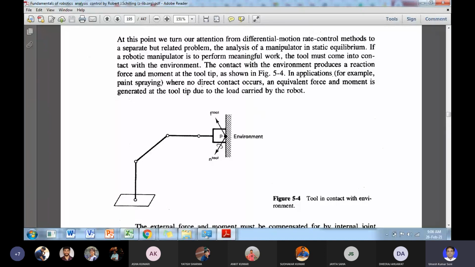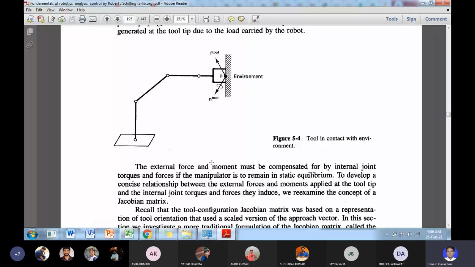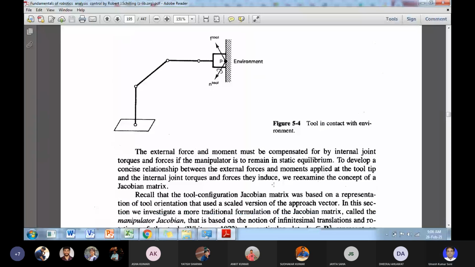Also, if there is no contact, then this force is very low. However, for the external forces and torques, the robot must compensate with its internal joints. So, to develop a concise relationship between the external forces and moments applied at the tool tip and the internal joint torques, we must re-examine the concept of the Jacobian matrix.